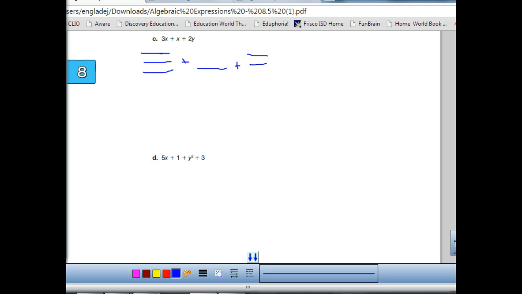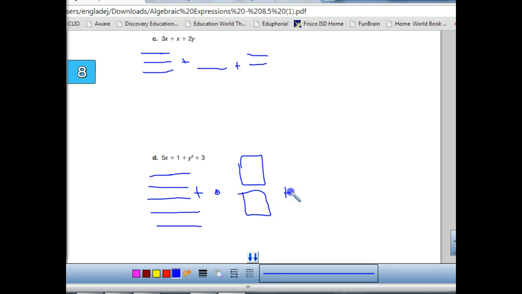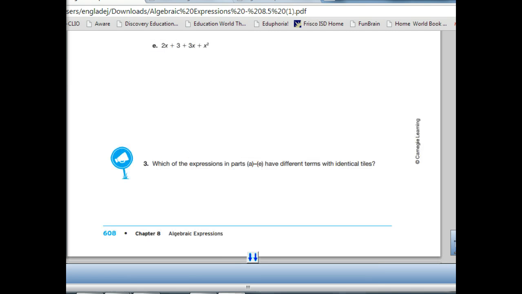So what is that going to look like? It's going to look like 5x's, right? So 5x's plus 1 plus y squared, right? Y squared plus 3. The next one, E. Go ahead and do E. Go ahead and pause the video and do E and see if your sketches represent my sketch.